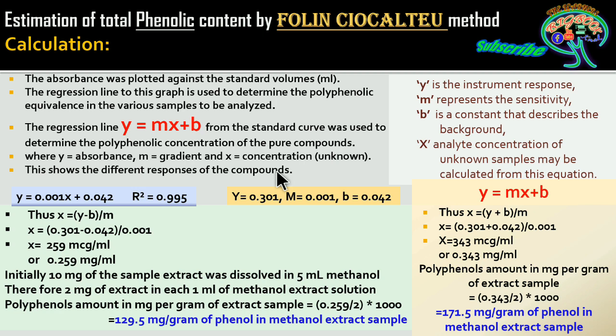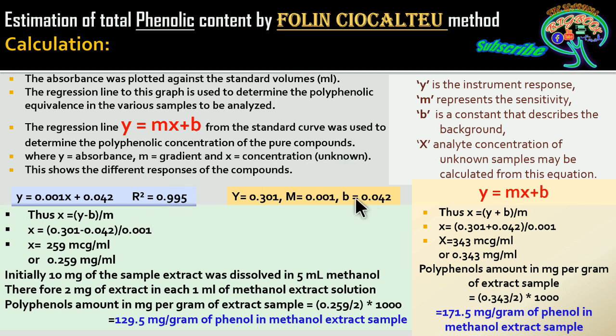Now when we are going to consider here, the y is the instrument response, it is going to correspond to y is equal to absorbance. So instrument response is the absorbance. M represents the sensitivity, so the sensitivity is the gradient or the slope, and b is the constant that describes the background, which we have already mentioned in the previous slide, and x is the concentration of unknown that we are going to quantify and find out.